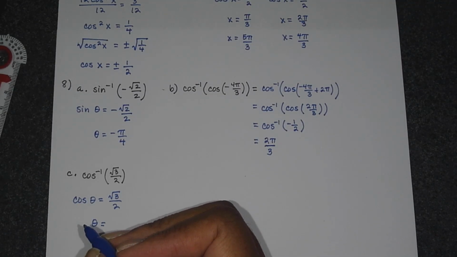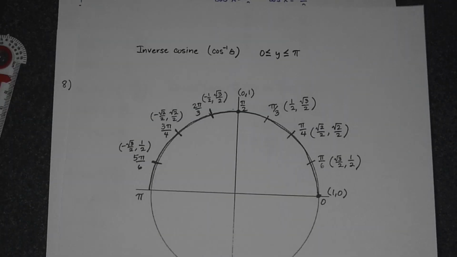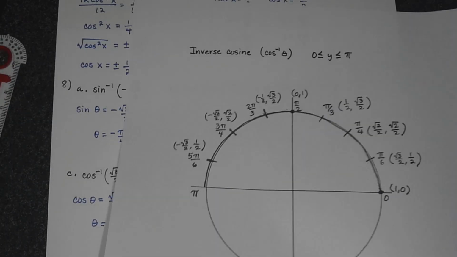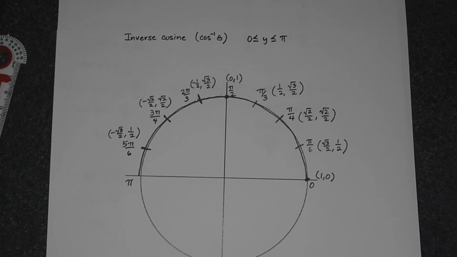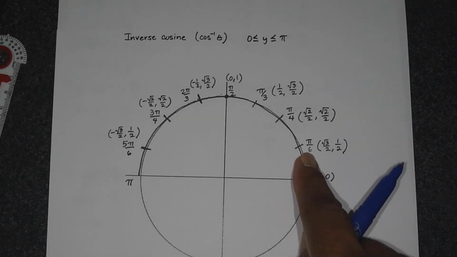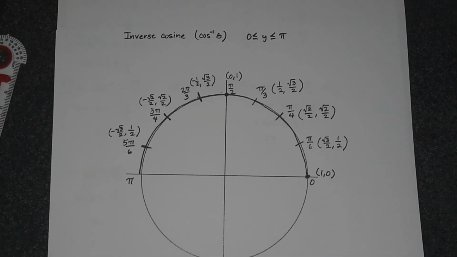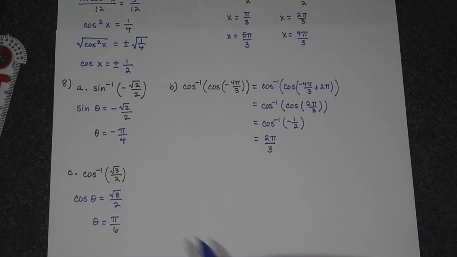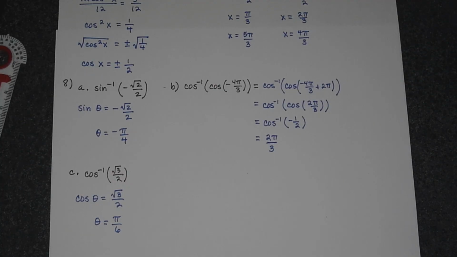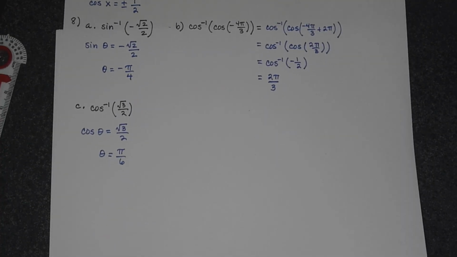So let's look at the circle that has inverse cosine, and find square root of 3 over 2 as the x-coordinate, which is what? Pi over 6. Okay. Are there any questions about problem number 8? All right, problem number 9 is this.